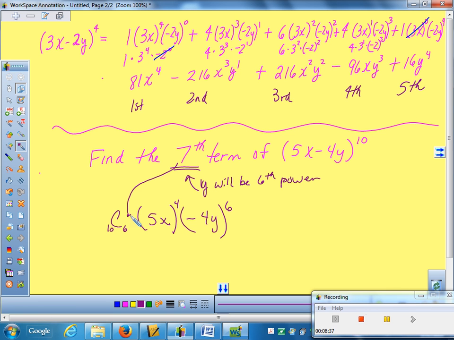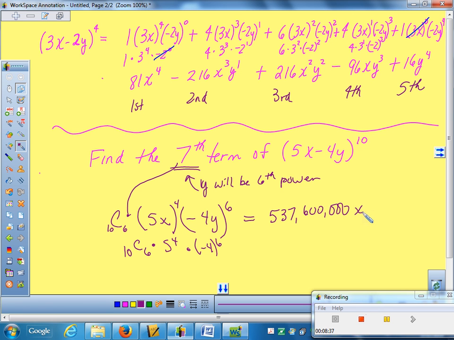And then you'd have to crunch it out. And this baby you'd want to crunch in a calculator because this is a big number. So I would go work out in my calculator what's 10C6 times 5 to the 4th times negative 4 to the 6th. And you're going to get a pretty good sized number. Should come out 537,600,000.